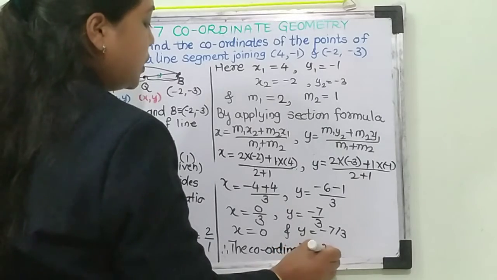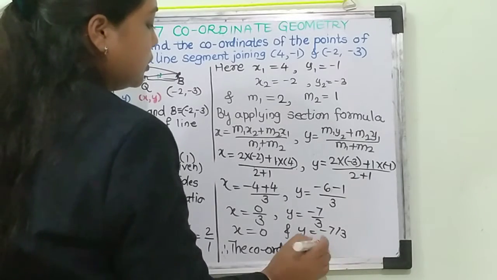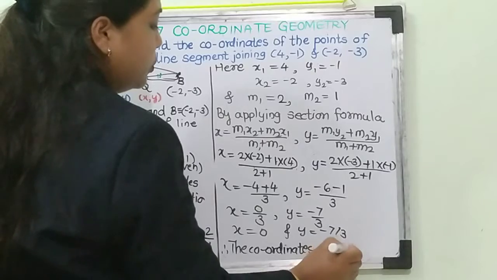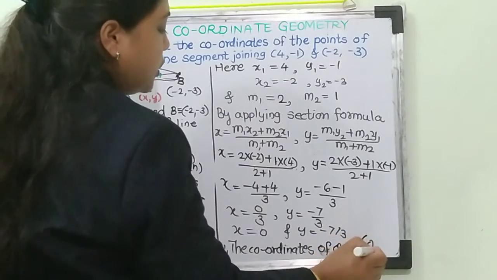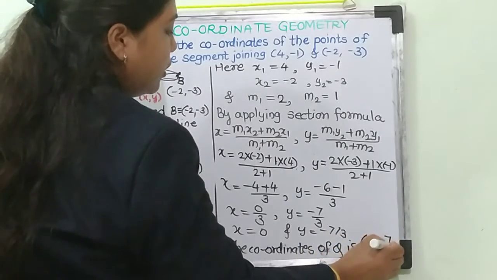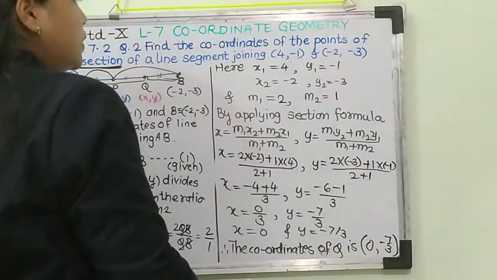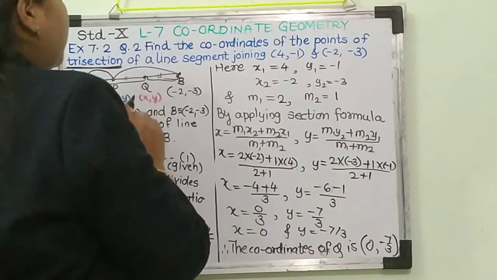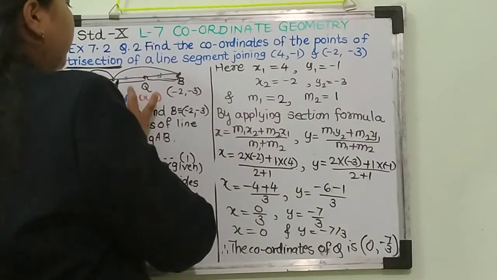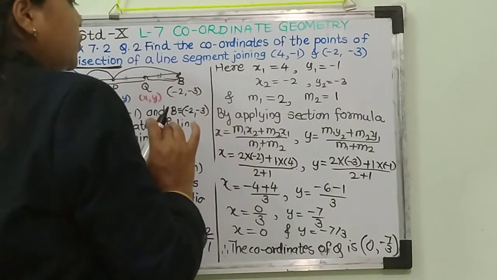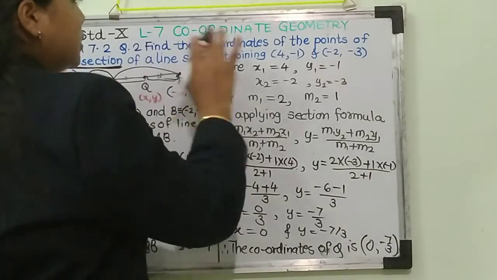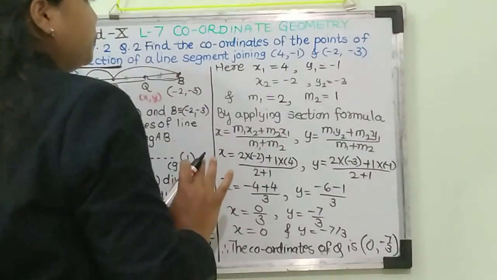The coordinates of Q: the x coordinate we get 0 and the y coordinate we get minus 7 upon 3. So in this way we can find out the coordinates of P and Q. So here we complete our question number 2.